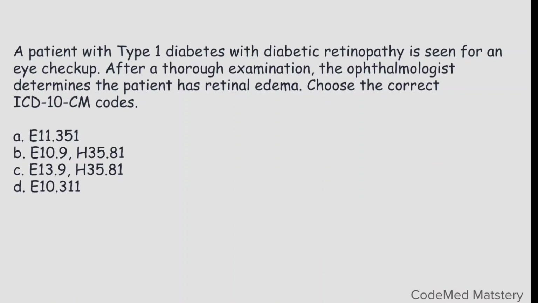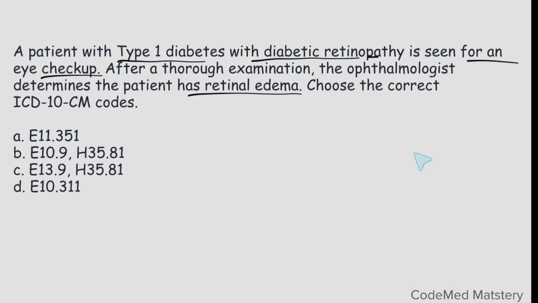Read the question. A patient with type 1 diabetes with diabetic retinopathy is seen for an eye checkup. After a thorough examination, the ophthalmologist determines the patient has retinal edema. Choose the correct ICD-10 CM code. I will mark the main term, that is type 1 diabetes with diabetic retinopathy is seen for eye checkup. And the patient is having retinal edema.